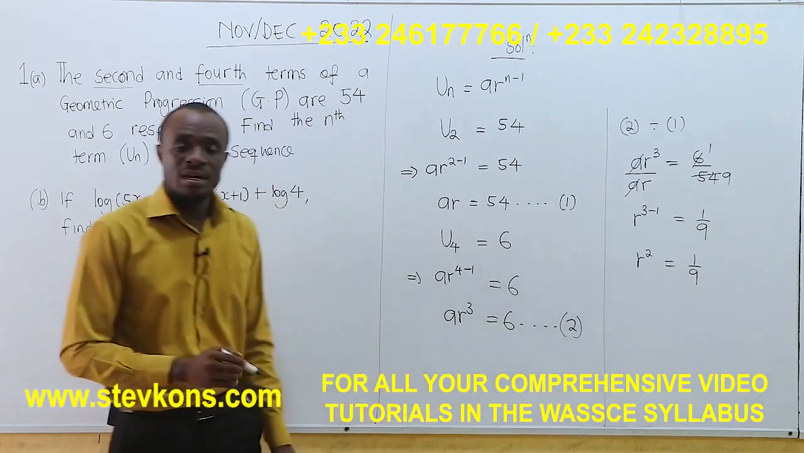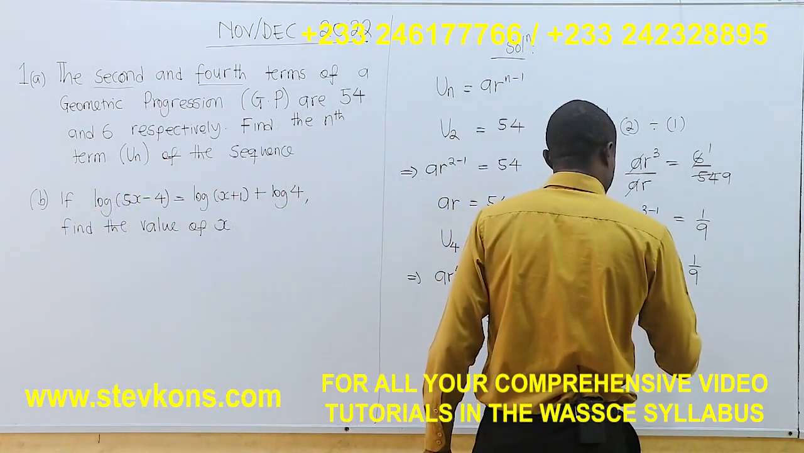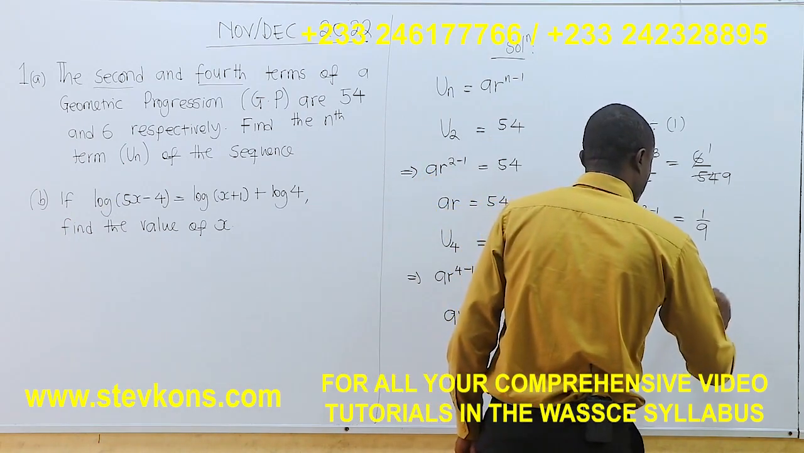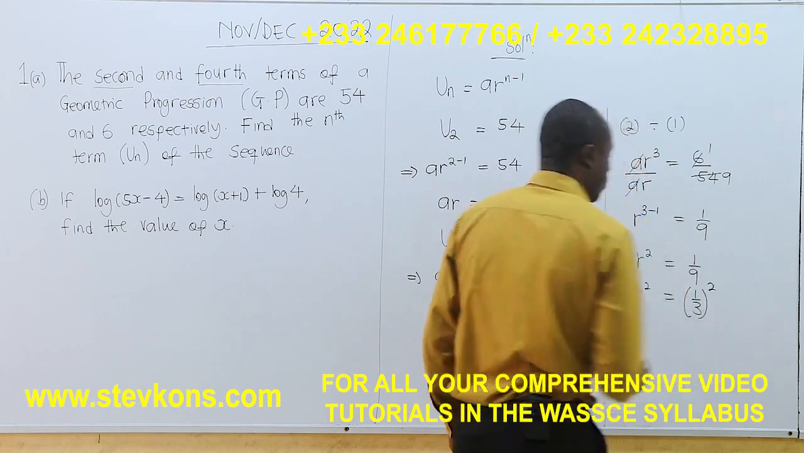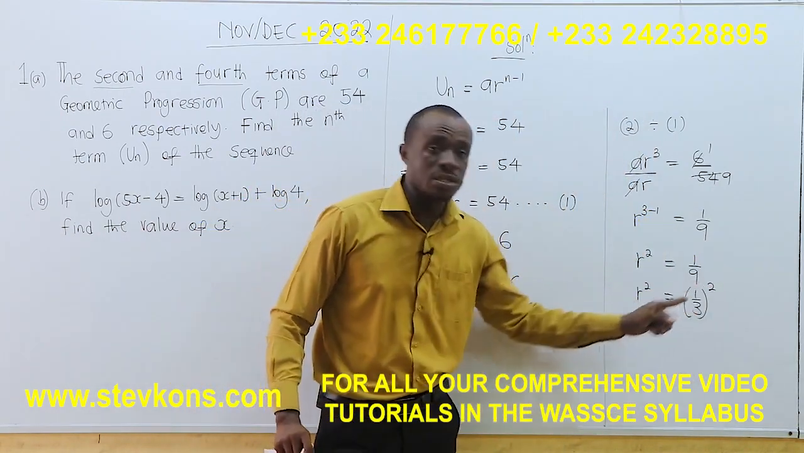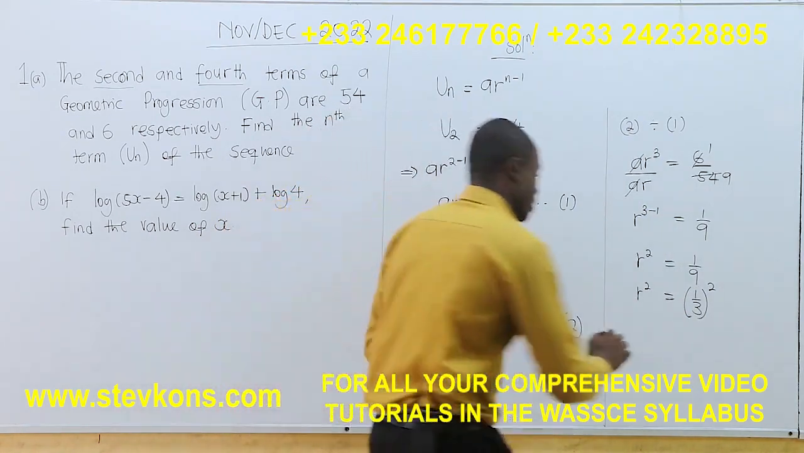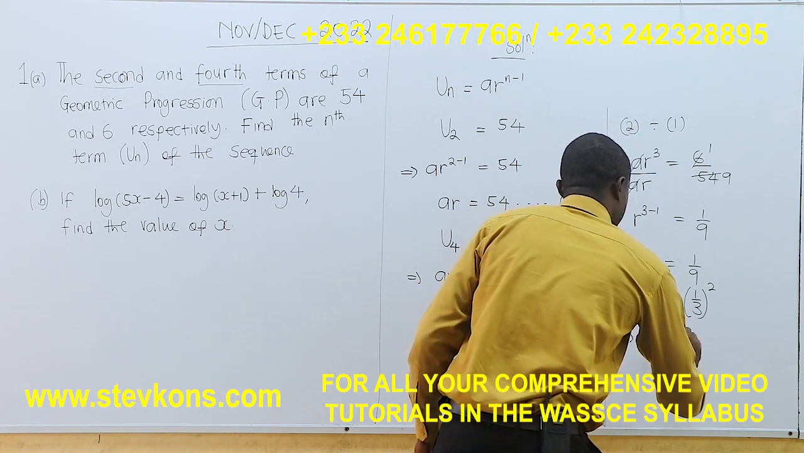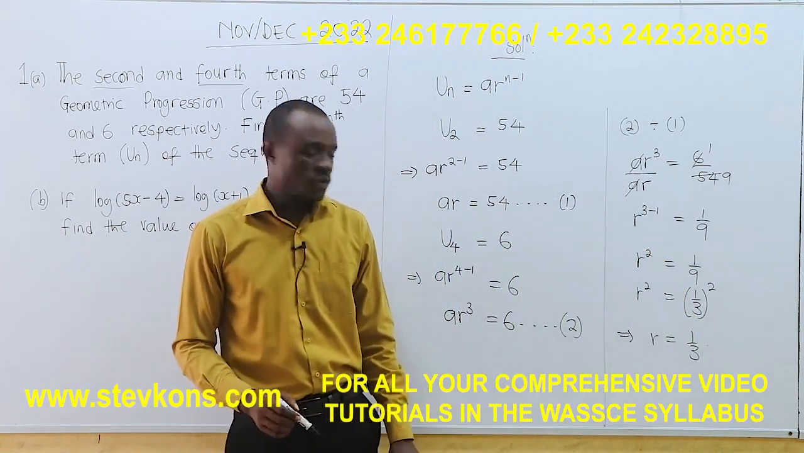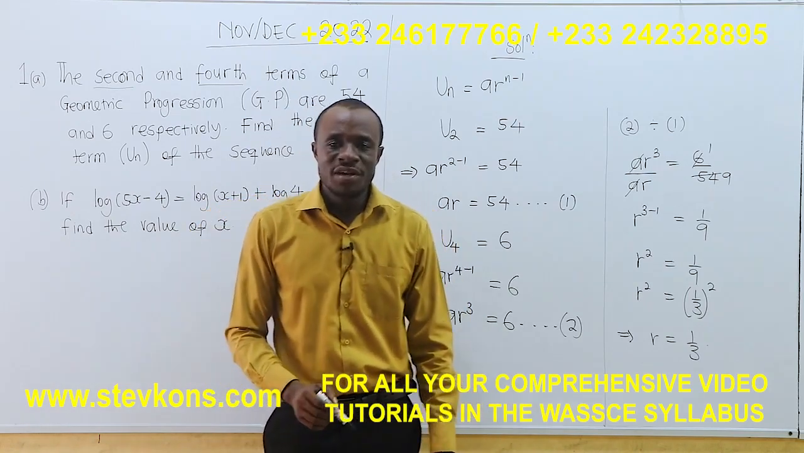Now, can we make the powers the same? Yes, we can make the powers the same. We have r to the power 2. Now, 1 over 9 is the same as 1 over 3 all to the power 2. And clearly from here, because the powers are the same, we equate the bases. So over here, this implies that r is equal to 1 over 3. So we've been able to find r. Isn't it easy? That's very, very easy.